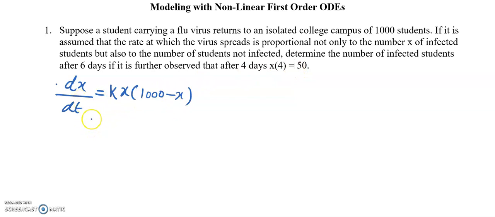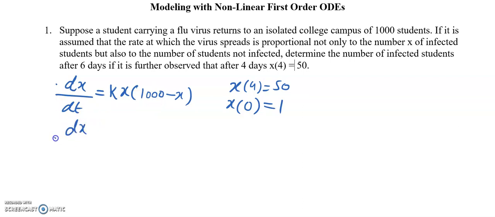For this we need to find x. So x(4) is 50, so this is the initial value problem. We also know another condition, that initially there was one student infected. At that time, initially there was one student who was infected. So for this we need to solve this equation. This equation can be solved by the separation of variables.